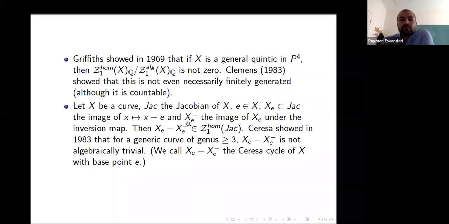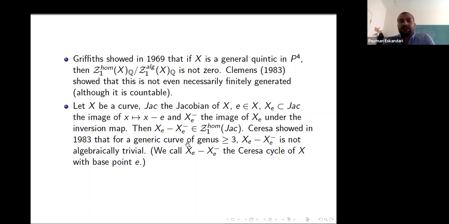And by X_e^- we mean the image of X_e under the inversion map, so multiplication by -1 on the Jacobian. It's easy to see that this difference is a homologically trivial one-cycle on the Jacobian. And a theorem of Ceresa asserts that if you take a generic curve of genus at least 3, by the way, if you want to distinguish between homological and algebraic triviality, again by that first observation you want to go to dimension at least 3.